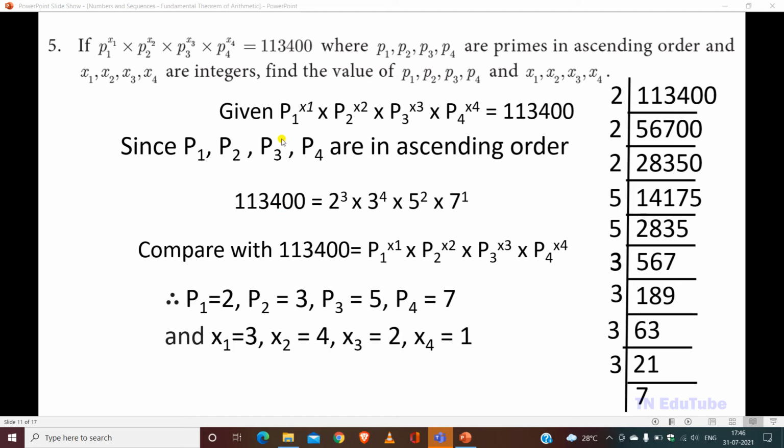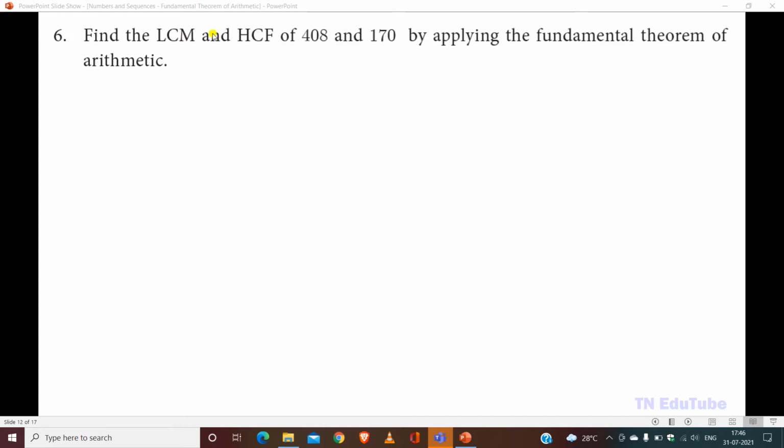Okay, children. Then the next question, the sixth one. Find the LCM and the HCF of 408 and 170 by applying the Fundamental Theorem of Arithmetic. Fundamental Theorem of Arithmetic means you have to factorize these two numbers and find out the LCM and the HCF. You have already learned in smaller classes, isn't it?